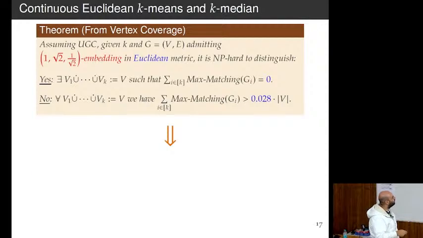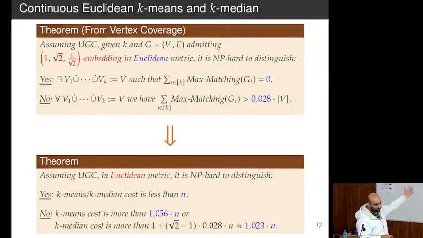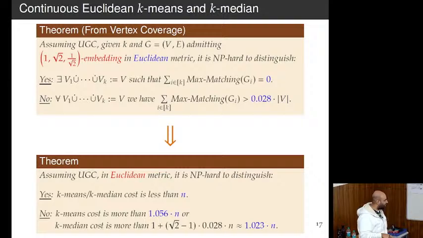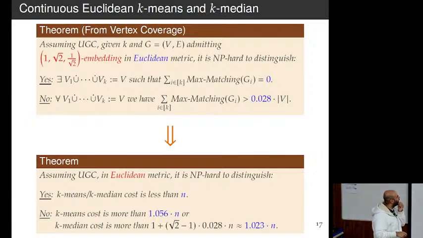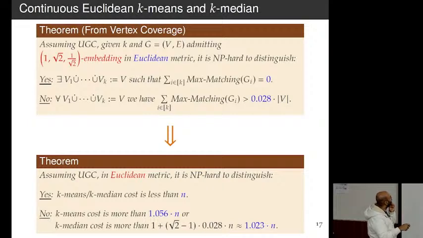Okay, if I have this, then I can plug in the theorem from the previous slide and get that k-means cost is either n or it's at least 1.056 times n. This is like roughly 19 over 18. So it's a non-trivial quantity. Okay. But what I want to really show is how do you get this version from vertex cover. And it's very clean.